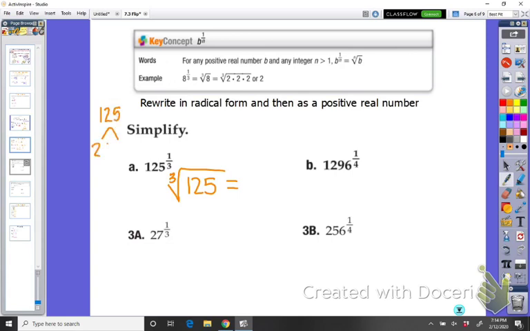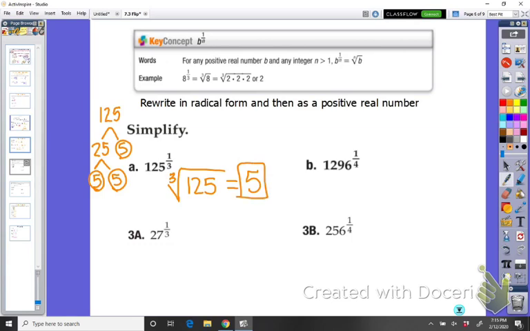So this is going to be 25 times, no, I'm sorry, 25 times 5. 25 times 5. And then this is 5 times 5. So I have a group of 3 5s. So the cubed root of this is 5.